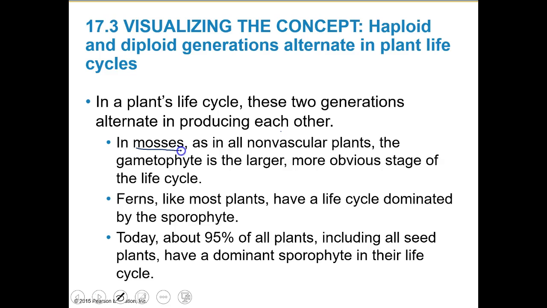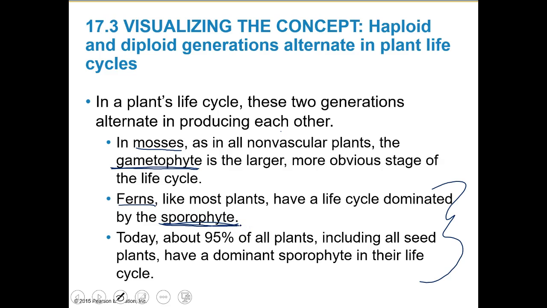So in mosses, our bryophytes, and all these non-vascular plants, the gametophyte stage is the larger, more obvious stage of the life cycle. So when we see those little fuzzy things, they're the gametophytes, the gamete-producing plants. However, and this is one of those interesting adaptations, everybody else, from ferns or seedless vasculars all the way up to gymnosperms and angiosperms, has a life cycle dominated by the sporophyte. They are the spore producers.